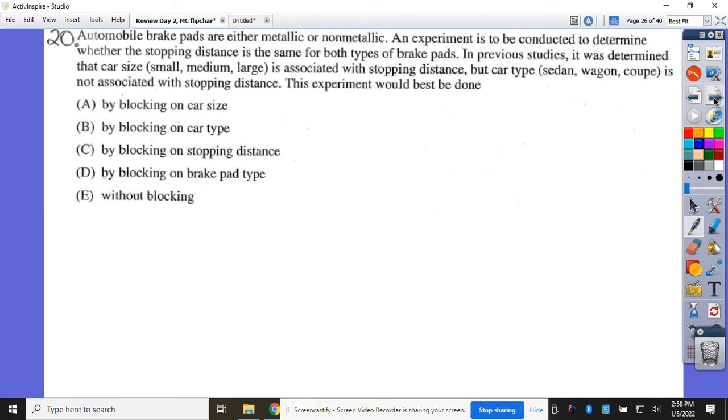Automobile brake pads are either metallic or non-metallic. An experiment is to be conducted to determine whether the stopping distance is the same for both types of brake pads. In previous studies, it was determined that car size is associated with stopping distance, but car type is not associated with stopping distance. So I'm going to write more than I need to. What is the response variable that we are measuring here? Distance.